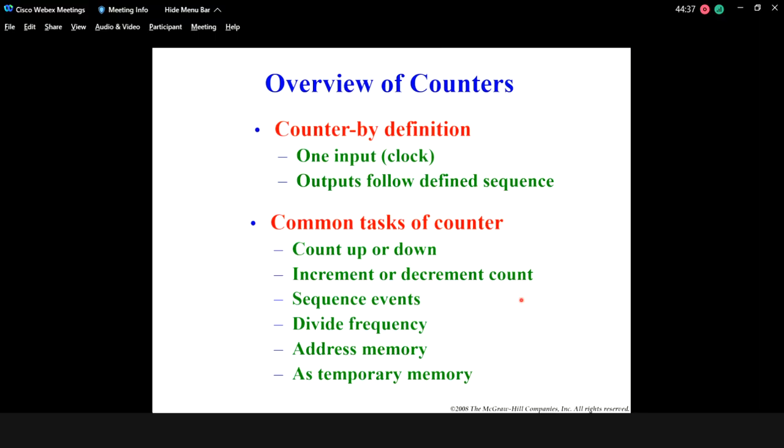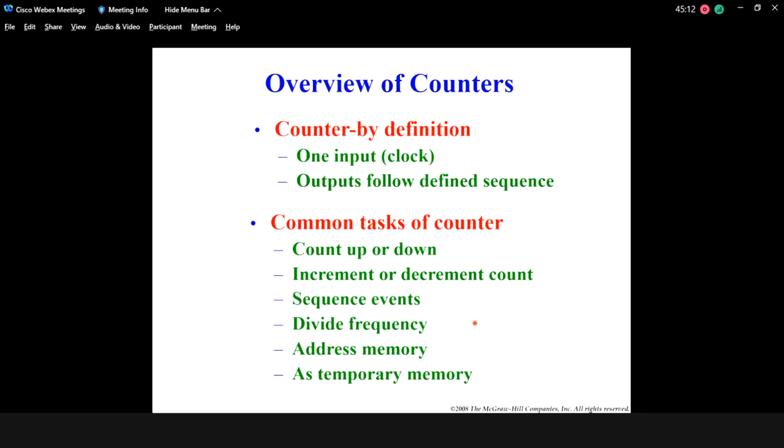Or divided frequency. Let's say we have a 1000 hertz square wave frequency, and at the same time you need to have a 500 hertz square wave, and also a 250 hertz square wave, and a 125 hertz square wave. So we can use the counter to divide the frequency of the input to get several other frequencies.